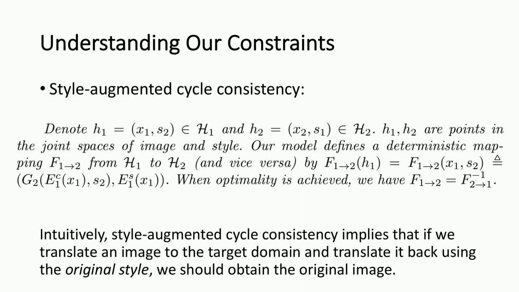Also, as I introduced earlier, cycle consistency is too strong a constraint for multimodal translation. Our model cannot guarantee cycle consistency: if you translate a dog to a cat and translate it back, you may not arrive at the original dog. However, our model permits a weaker form of cycle consistency, which we call style augmented cycle consistency.